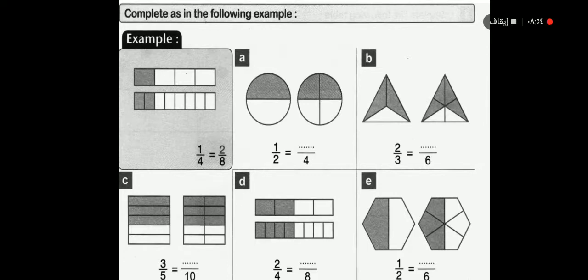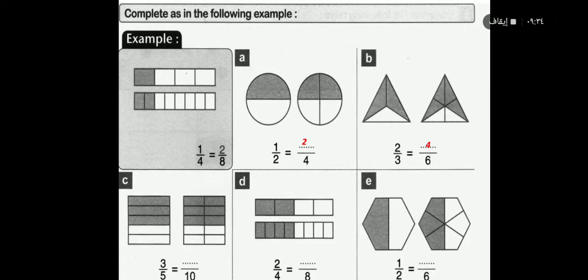Figure A, two circles. The first circle, 1 over 2. The second circle, how many shaded parts? 2. And all parts are 4. Then the half or 1 over 2 and 2 over 4 are equivalent fractions. Figure B, 2 over 3 equals how many shaded parts in the second triangle? 4 over 6. 2 over 3 equals 4 over 6.